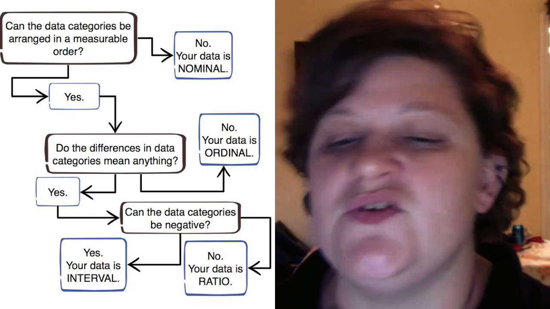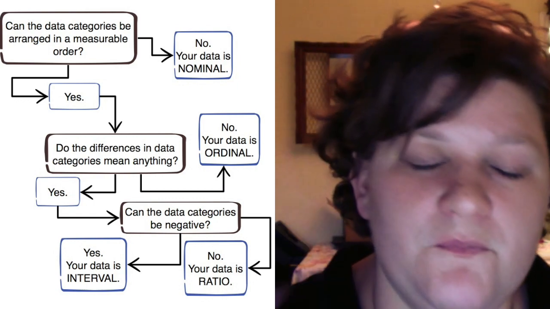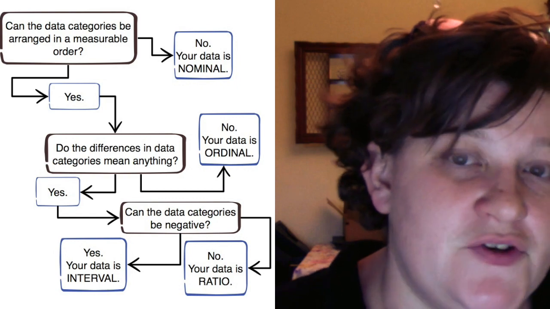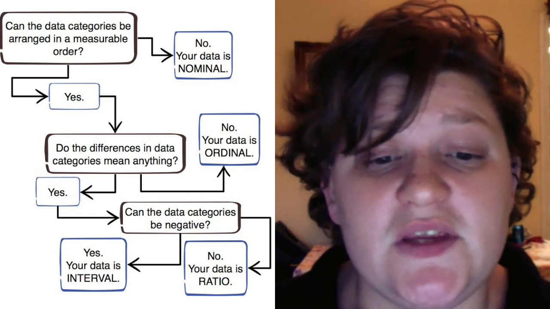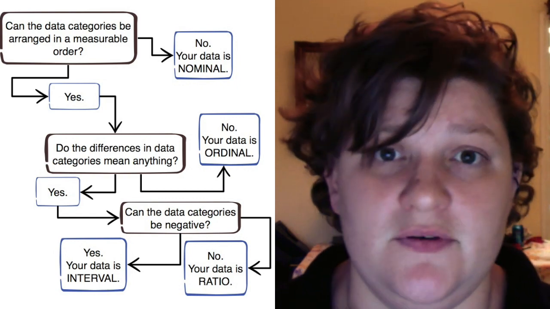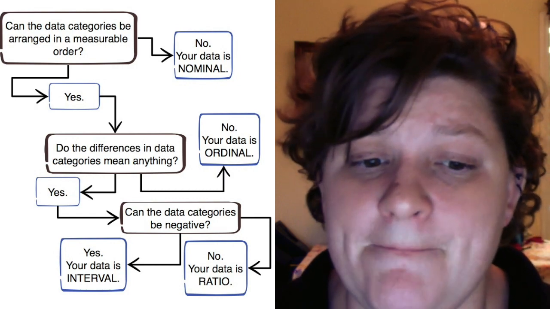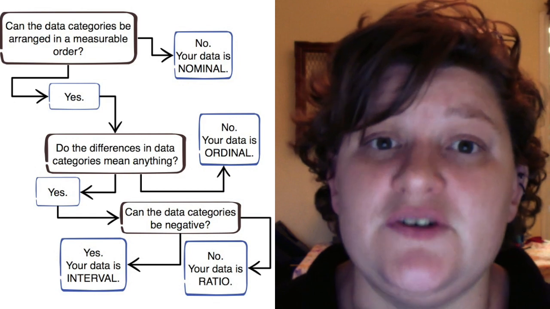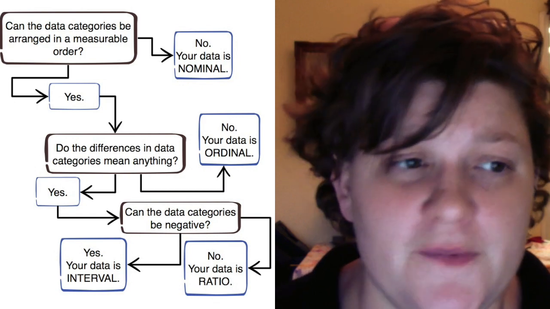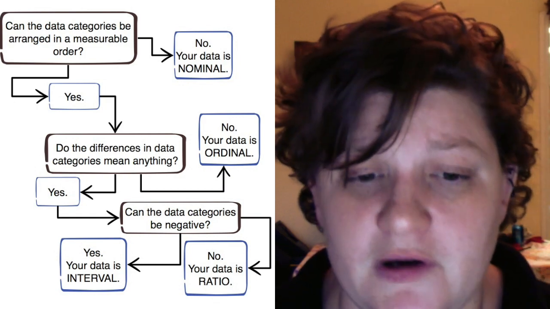The next two levels you've got are based on quantitative data. These are your measurements, okay? And the key with these is, can your values be negative? If your measurements can have a negative number, that means your data is going to be an interval. The term they use for that is interval measurements.